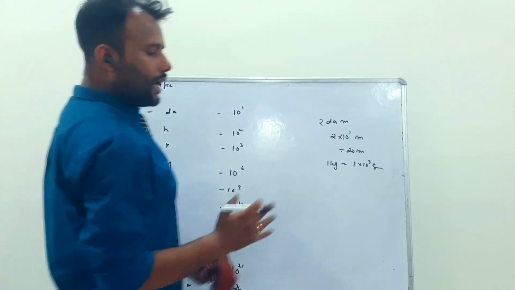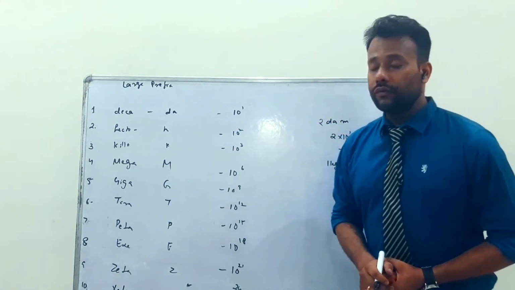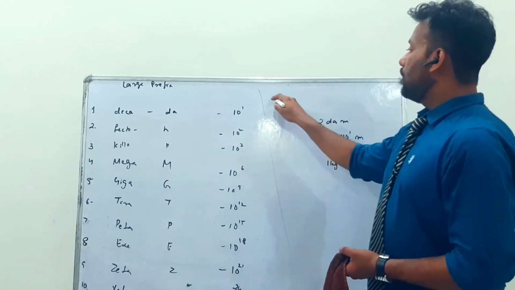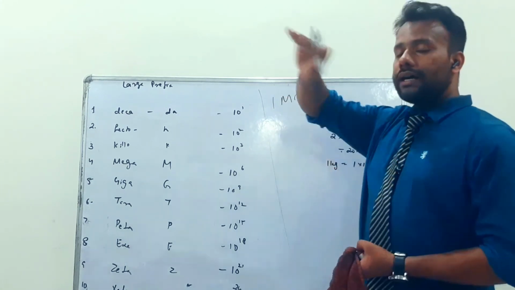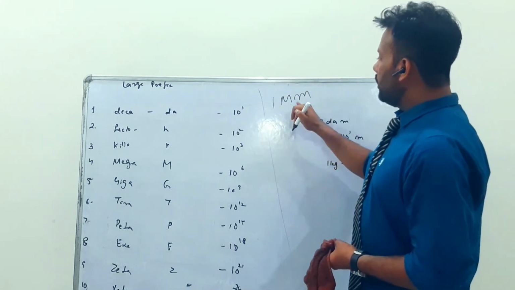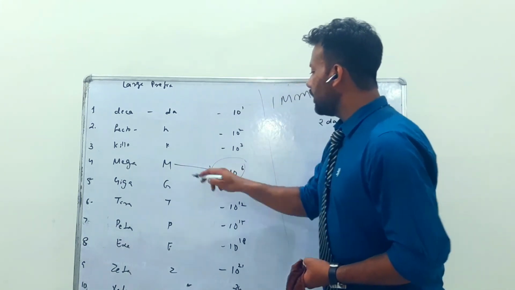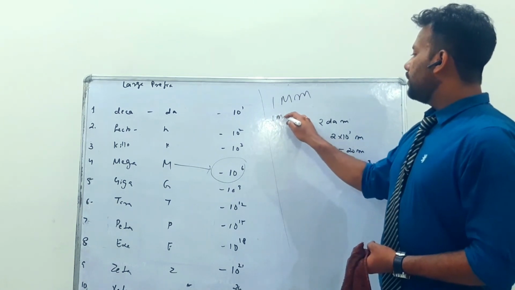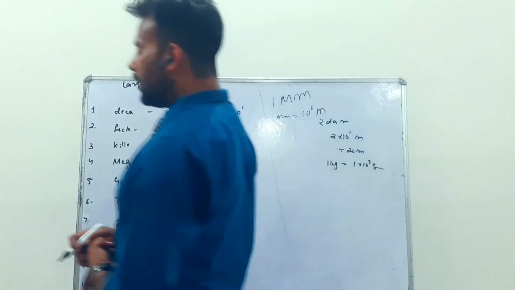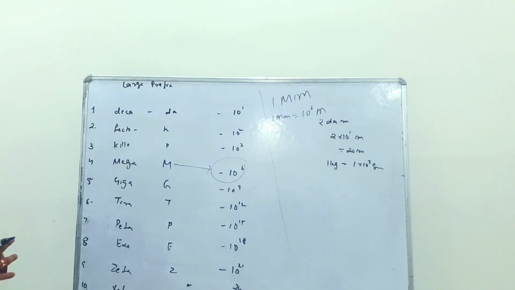So if these symbols are put before the units, that means first we have to convert them into the fundamental unit. For example, if the length between 2 points is given as 1 megameter, I can't just use 1 megameter directly in the formula. First we have to convert this megameter into meter by multiplying by the factor 10 to the power 6. So 1 megameter can be written as 10 to the power 6 meters. Similarly, we have smaller prefixes as well. Let's talk about them as well. You can take a screenshot of this.